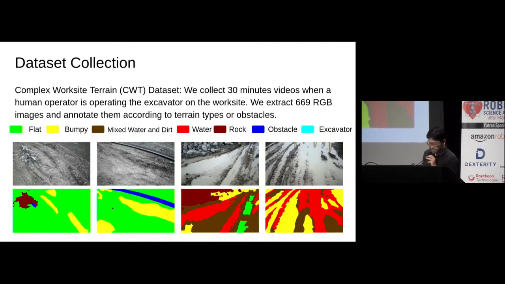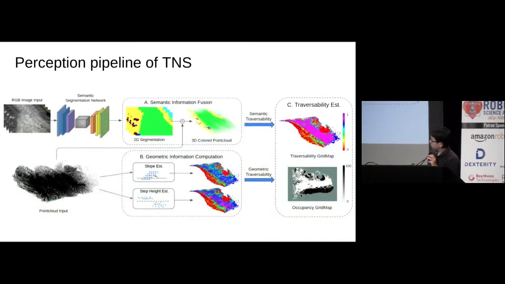So the perception pipeline of TNS consists of 3 components. The first component processes the RGB image stream and segments the image according to terrain types. The segmentation results are projected onto the 3D space. The second component extracts geometric estimation according to slope, height, and step height based on the point clouds. And finally, the semantic information and geometric information are combined to calculate a traversability map for the mapping and navigation module.